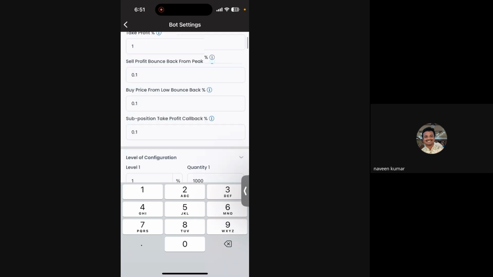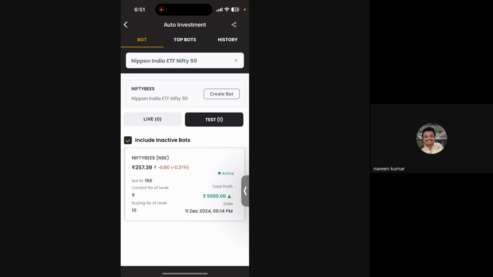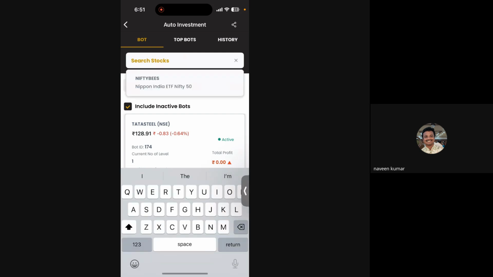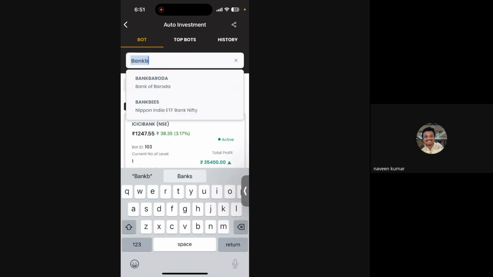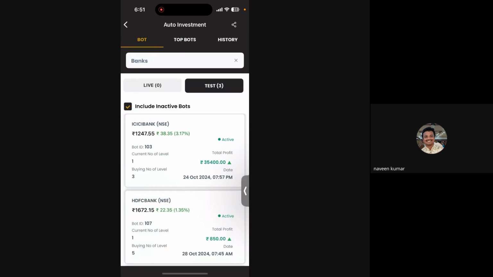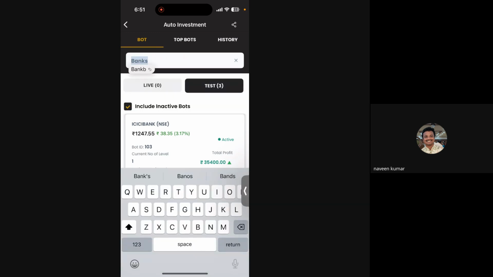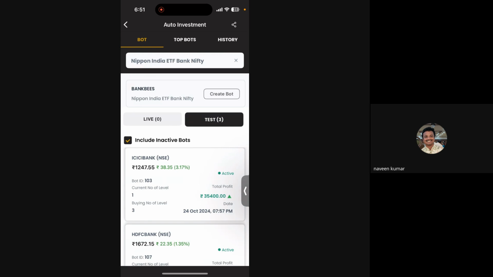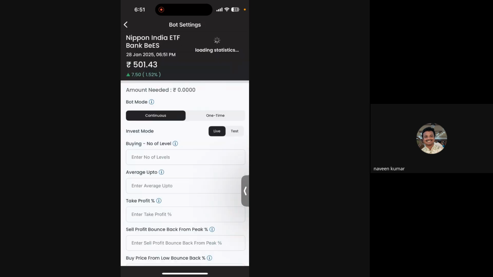Okay, this is how Nifty BeES is there. You can just create Bank BeES and IT BeES. All these things you can see here. You can just type Bank BeES, and you can see Bank BeES is also there. You can create your own bots as per your risk and investment. Okay, you can create it in Bank BeES.